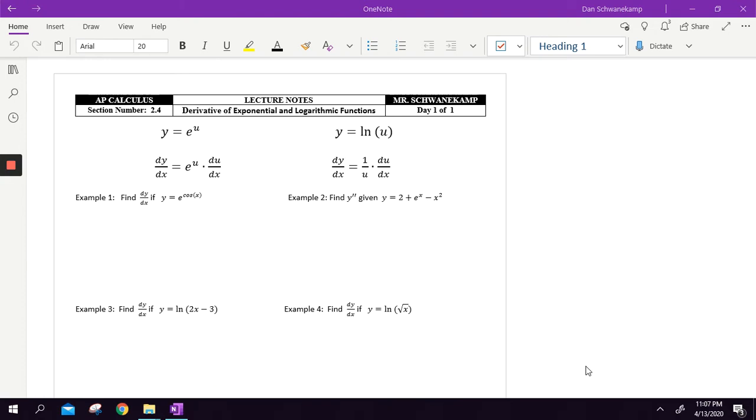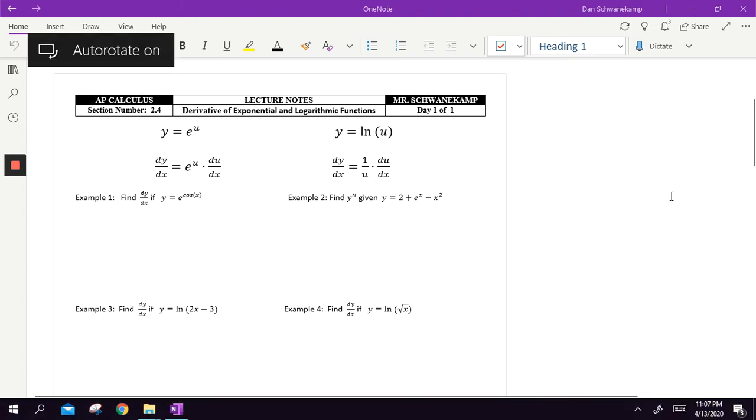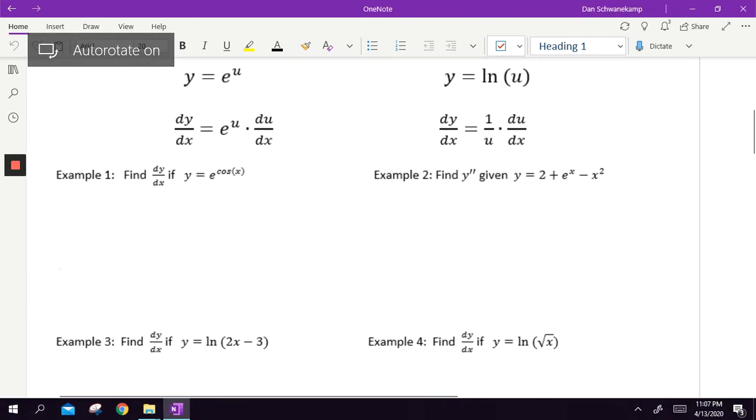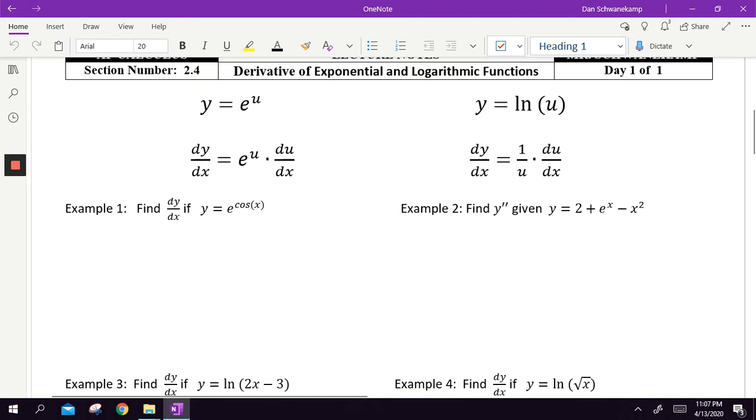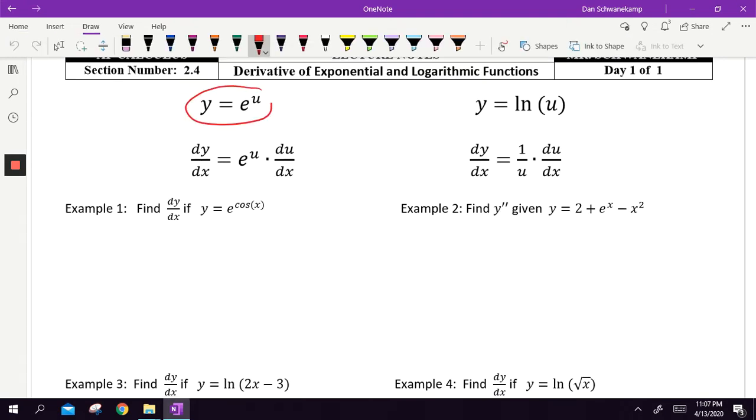All right, so two memorization ideas that we're going to work with today. The first one is e. It's an exponential function. You know what an exponential function looks like. It looks like that, maybe a little bit better than that, but that's an exponential function.